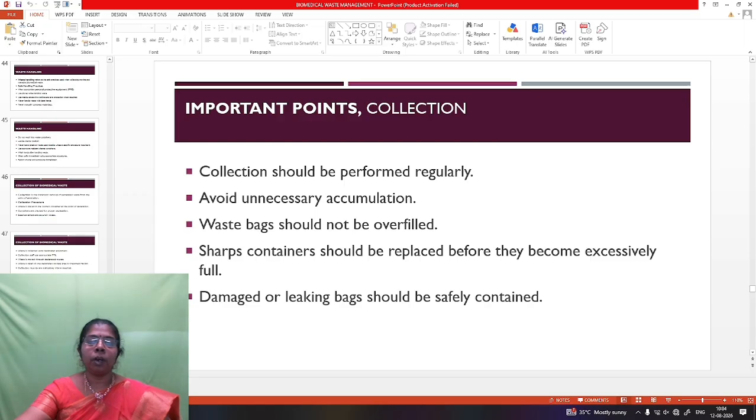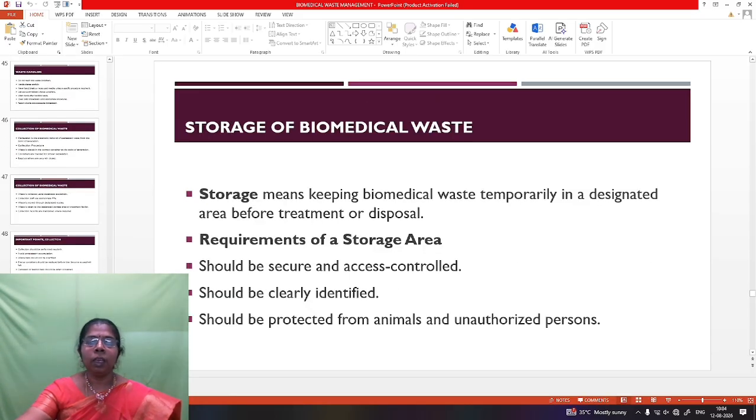And what are the important points in collection? Collection should be performed regularly. Avoid unnecessary accumulation. Waste bags should not be overfilled. Already I told you, when three-fourths of the bag is filled, we have to remove the bags to the disposal site. Sharps containers should be replaced before they become excessively full. If it is overfilled, we have to replace it. Damaged or leaking bags should be safely contained. And next thing is storage.